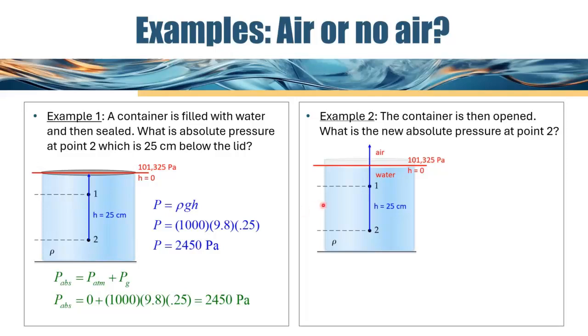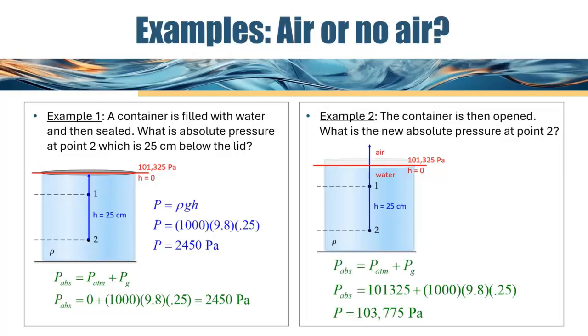In example 2, it says the container is then opened. What is the new absolute pressure at point 2? So in this case, the absolute pressure at point 2 is equal to the sum of the pressures of everything that is above me. So I have the water above me and I have air above me because the container is now open. So again, I can use the same equation. This time I do have to add in the atmospheric pressure of 101,325 plus the gauge pressure, and you can see that the pressure has increased a lot in the open container.